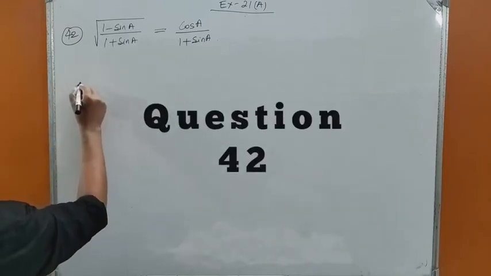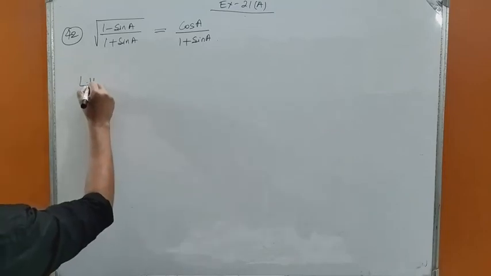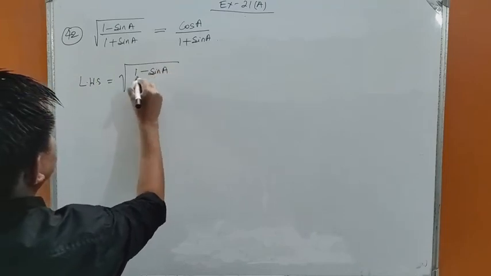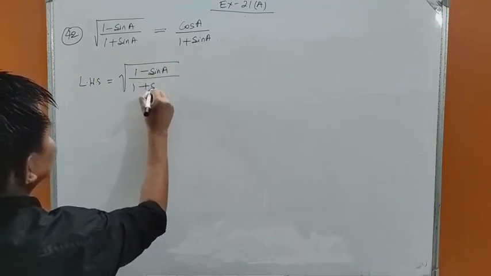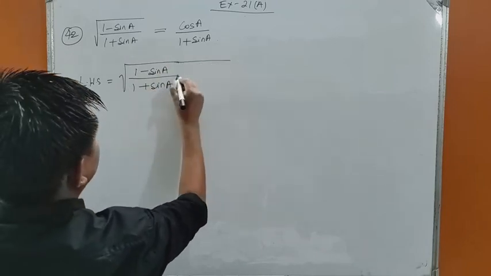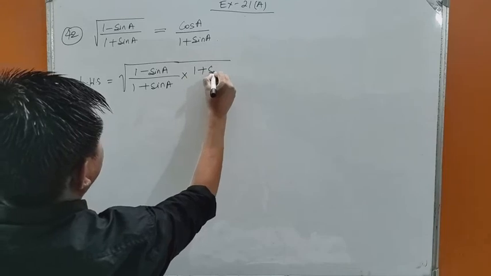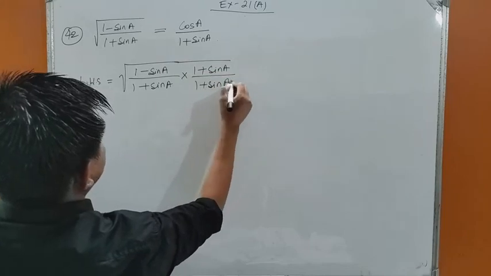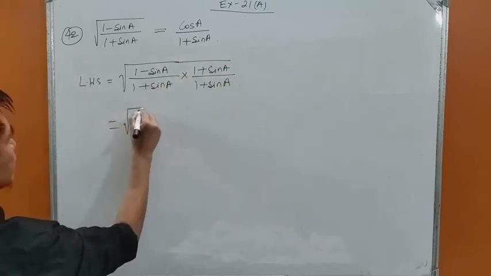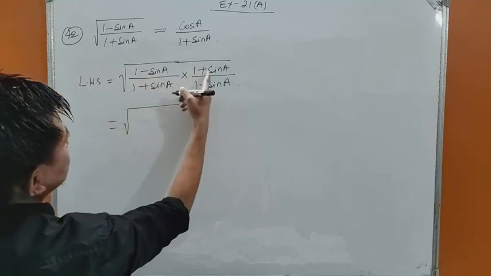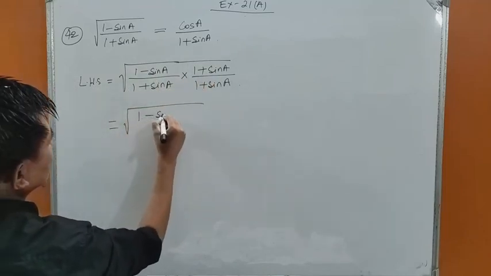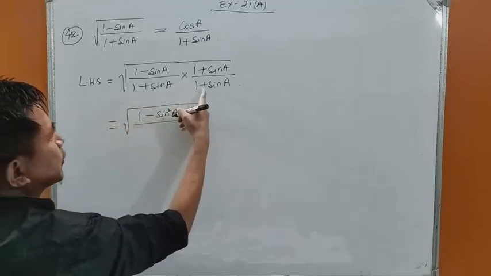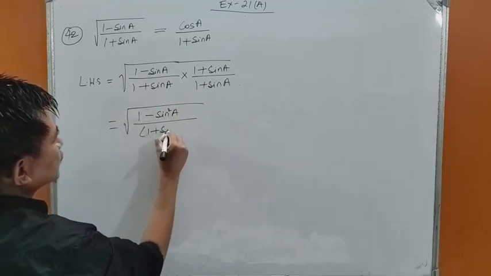This question is similar to question number 41. So let's do this. In the left hand side we have LHS equals root under 1 minus sin a upon 1 plus sin a. Let's multiply with 1 plus sin a in the numerator and in the denominator, because we need 1 plus sin a in the denominator. So this gives us a minus b into a plus b, so a square minus b square. In the denominator we have 1 plus sin a into 1 plus sin a, which means 1 plus sin a whole square.